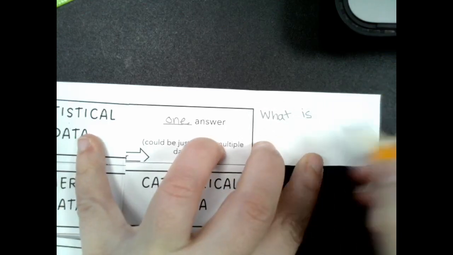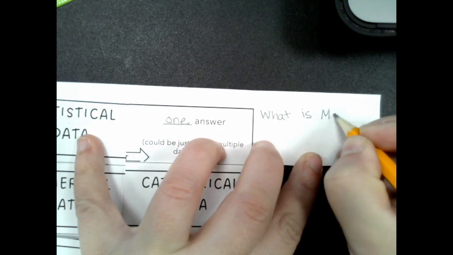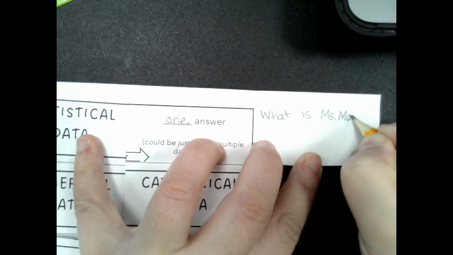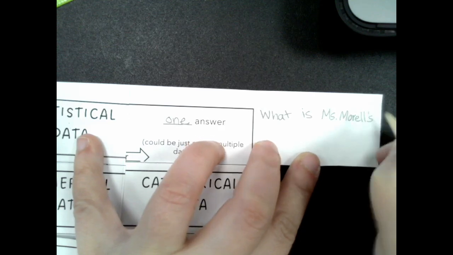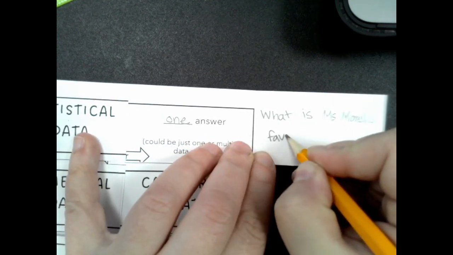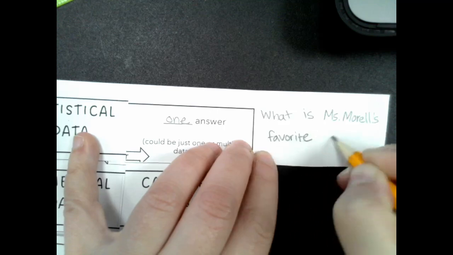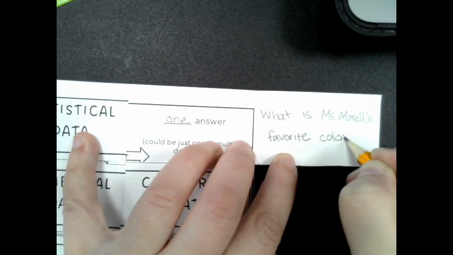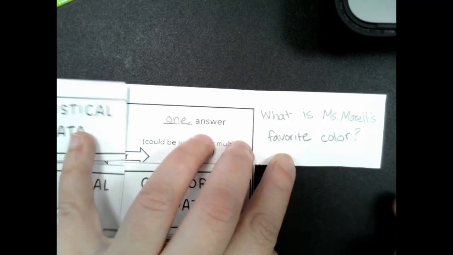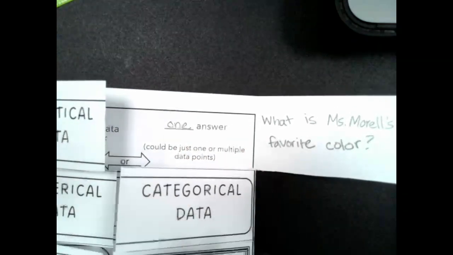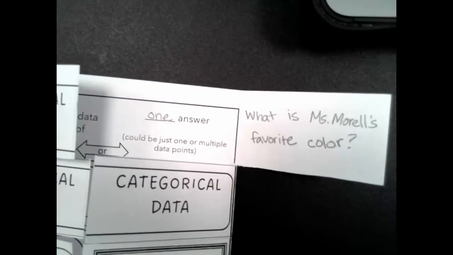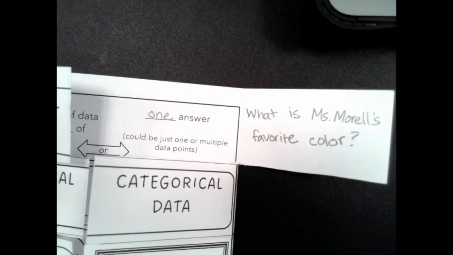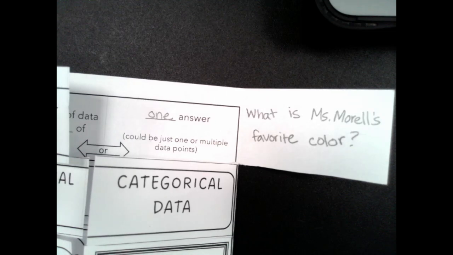And you can name someone that you want to name. I'm going to put Miss Morrell, because that's just me. What is Miss Morrell's favorite color? The answer is green. Okay, if we had that question, what is Miss Morrell's favorite color, even though we went around and we asked a bunch of people that question, there is only one answer for it, one correct answer. So everyone should say green. Okay, that only has one part to it.